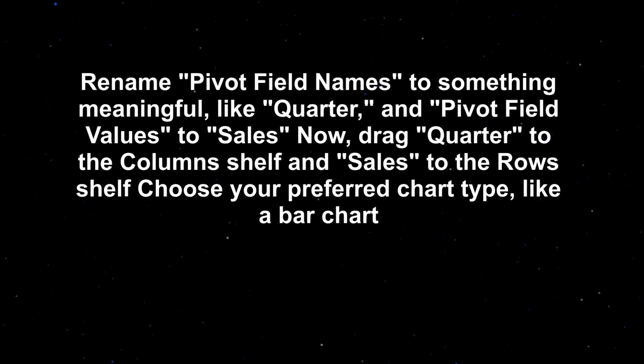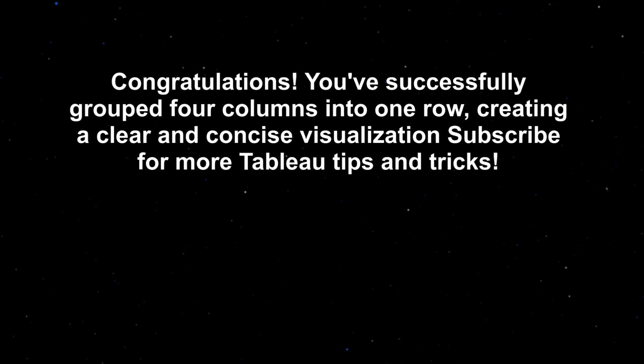Now, drag quarter to the column shelf and sales to the row shelf. Choose your preferred chart type, like a bar chart. Congratulations, you've successfully grouped four columns into one row, creating a clear and concise visualization.